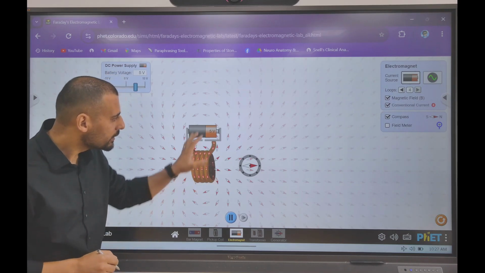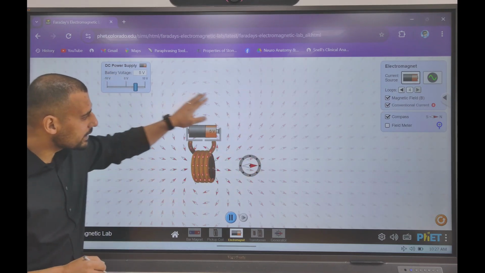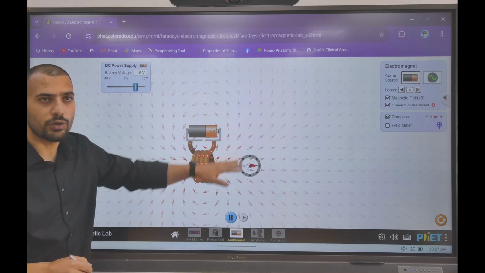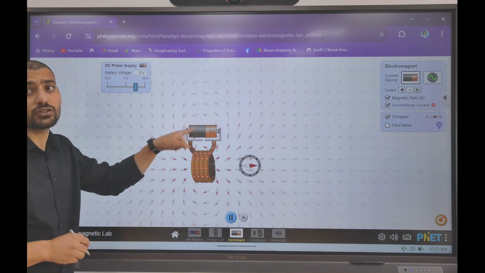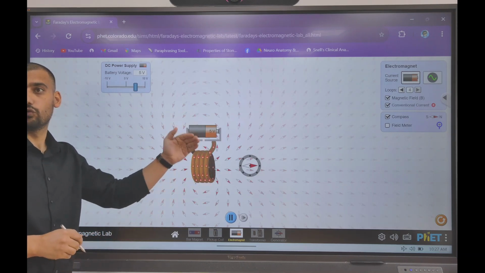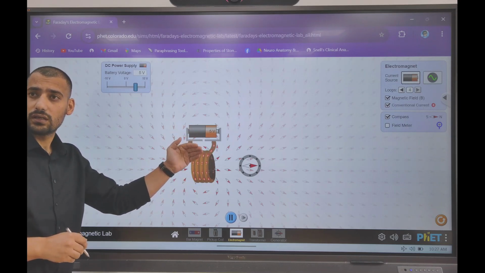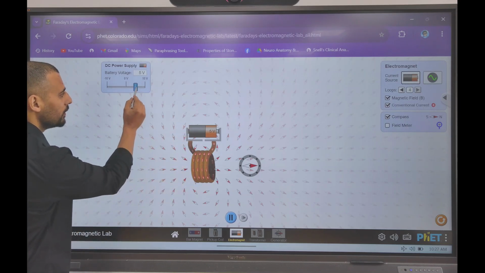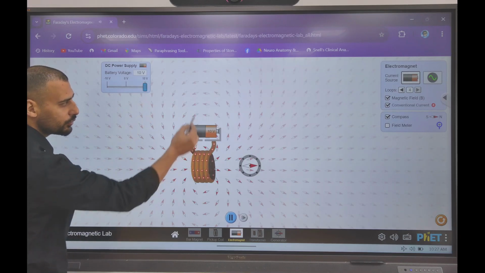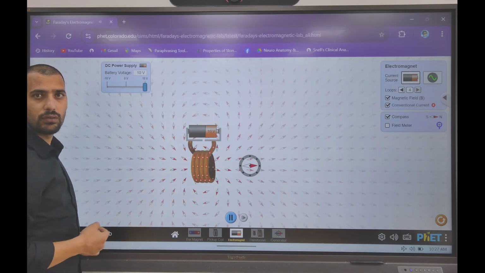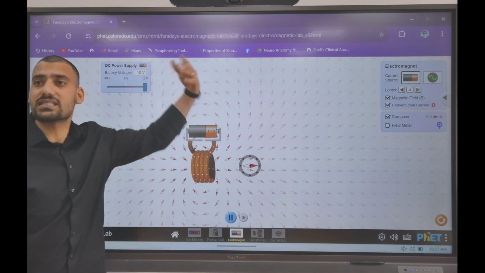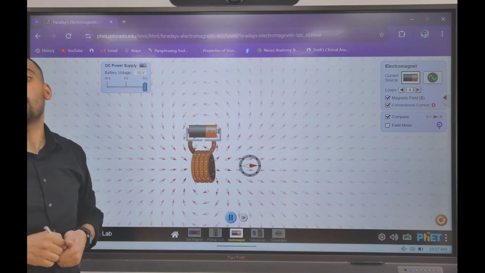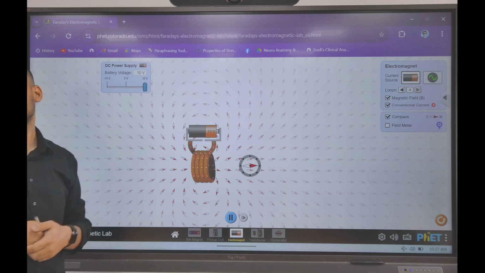Now see, first of all, the number of field lines that are visible, that are prominent on the board. If I increase the strength of the current or the voltage source, more current will flow. When more current flows, there is more magnetic field. Do you see more prominence now? The prominence of the magnetic field lines increases when the voltage is increased because more current flows here.